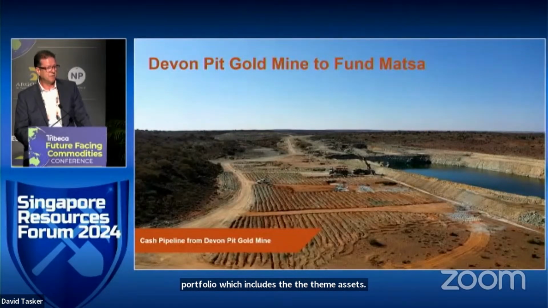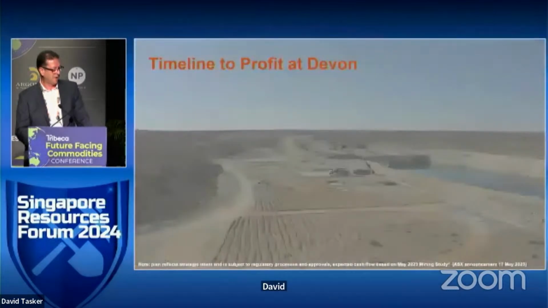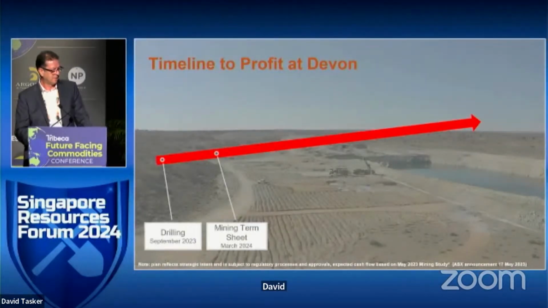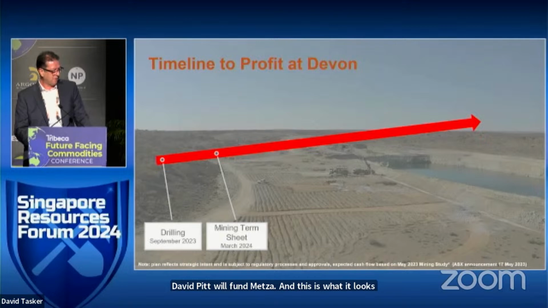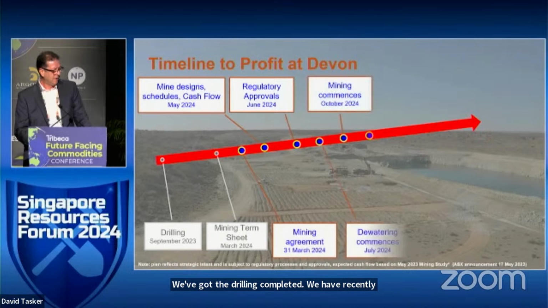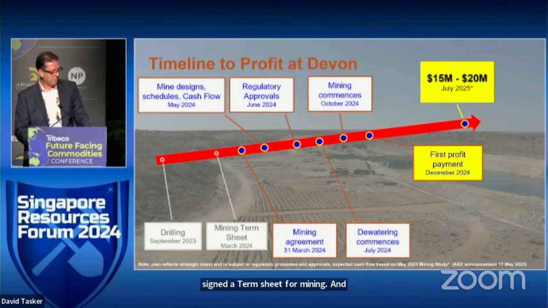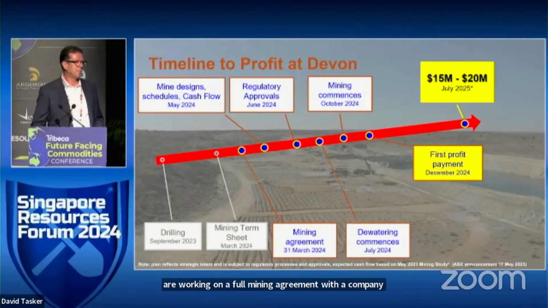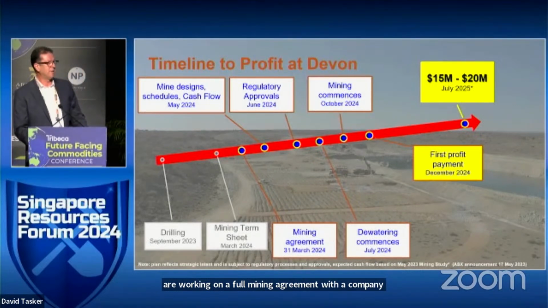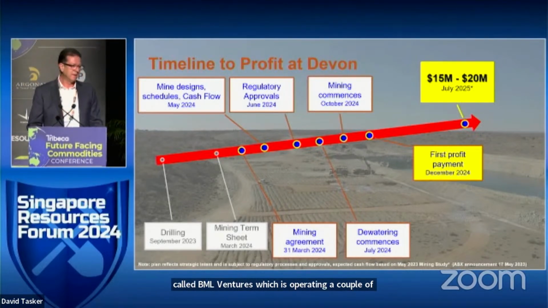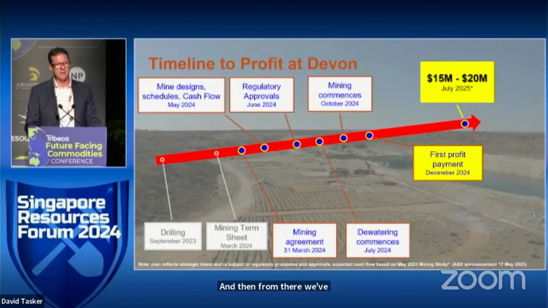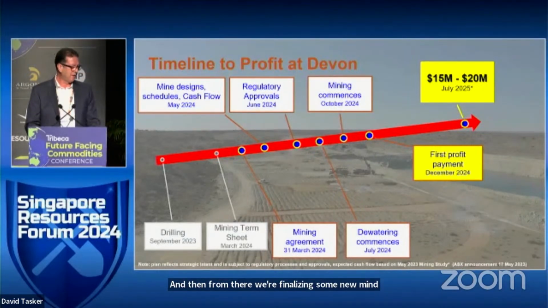Devon Pit will fund Matsa, and this is what it looks like. We've got the drilling completed. We have recently signed a term sheet for mining, and right now we are working on a full mining agreement with a company called BML Ventures, which is operating a couple of other operations in Western Australia. And then from there, we're finalising some new mine designs, scheduling, all those sort of things.